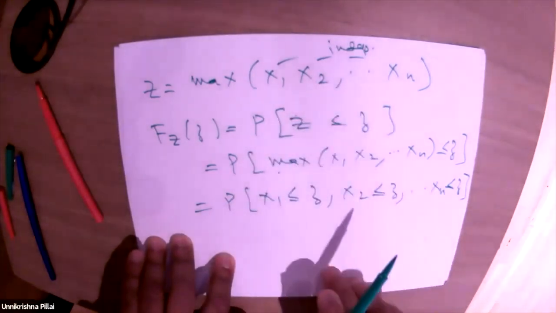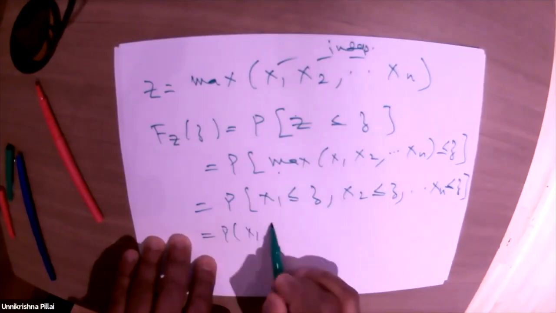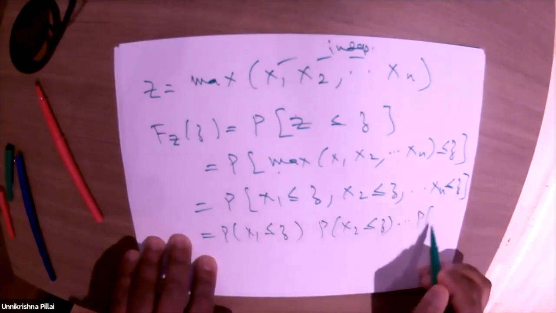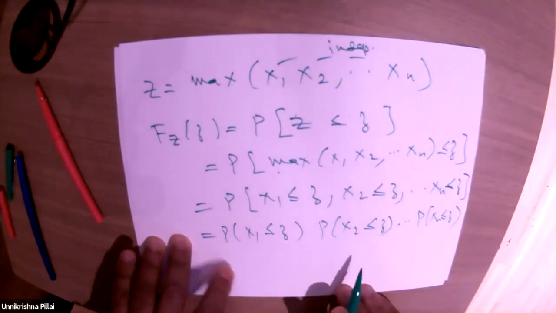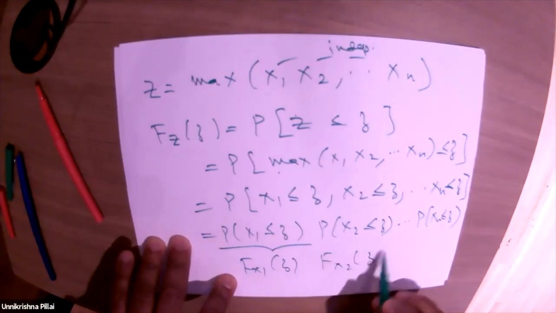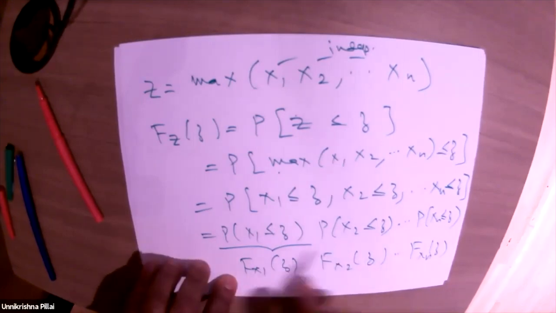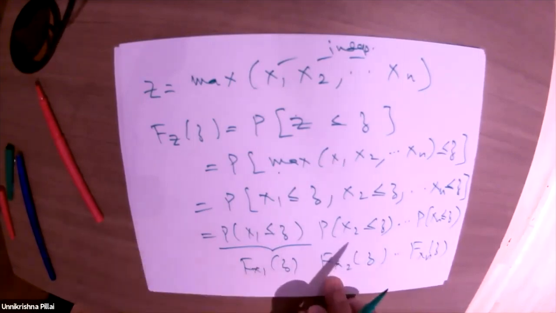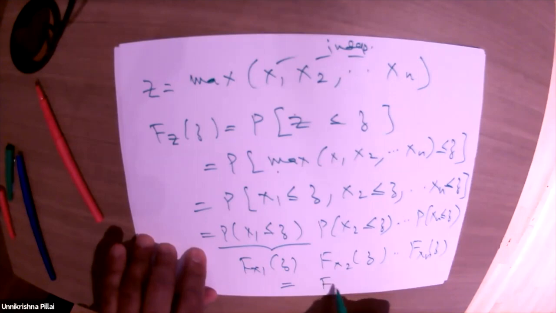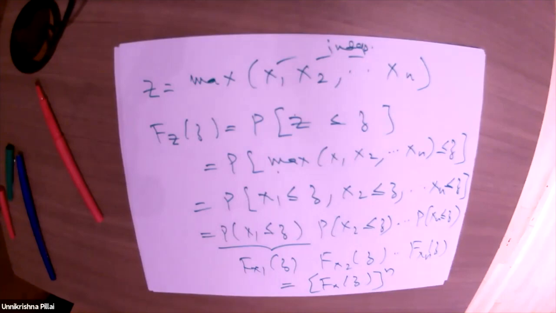So if x1, x2, etc. are independent, then of course, that's the definition of independence. This is the same as probability of x1 less than or equal to z, probability of x2 less than or equal to z, and so on. Is this what the question was? Yeah, this is true. I'm sorry. So this is the same as F_X1(z), F_X2(z), etc. Remember, even with two random variables, we had the same thing. If x1 and x2 are independent, it was the product of the distribution functions. So this is true. And if all the x's are identical, suppose all the x's have the same distribution, capital F, then you can write it like this.